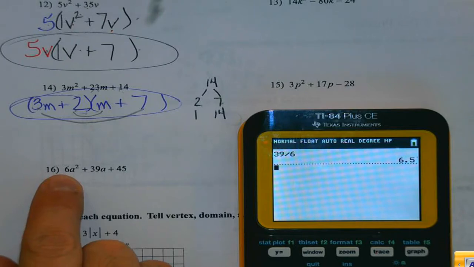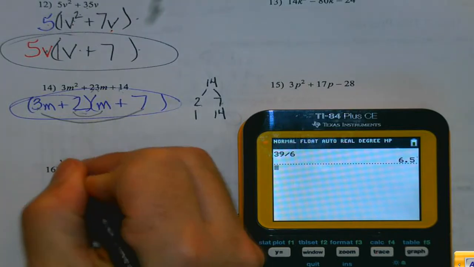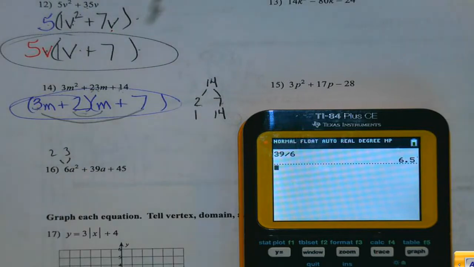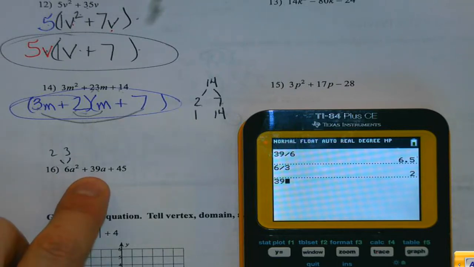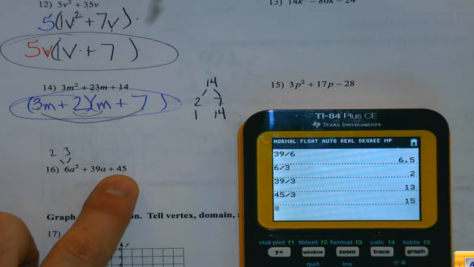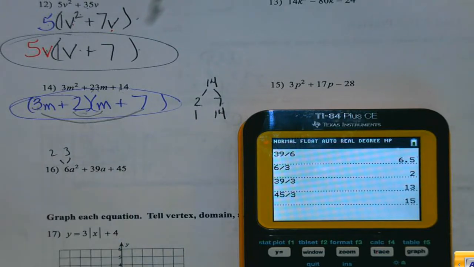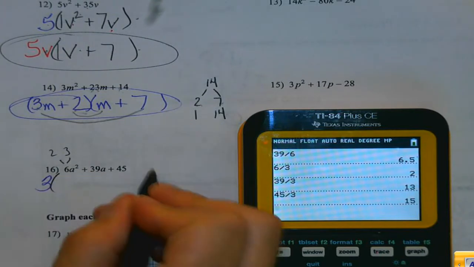It might be smaller. Like, for instance, what can I multiply to get 6? Those are numbers that could divide in. So what if I try 3? Well, 6 divided by 3, yeah, that works. Does 3 go into 39? Ooh. 3 go into 45? Yes. So 3 is the common factor here.